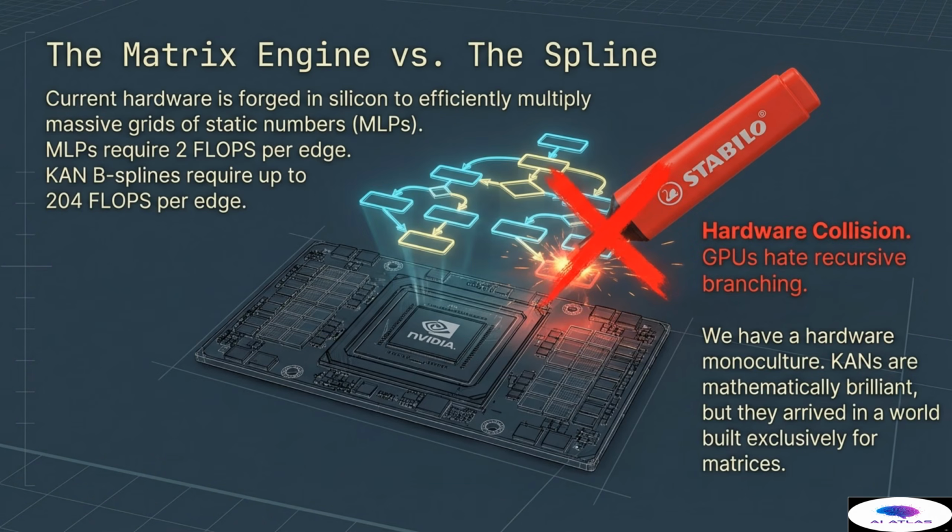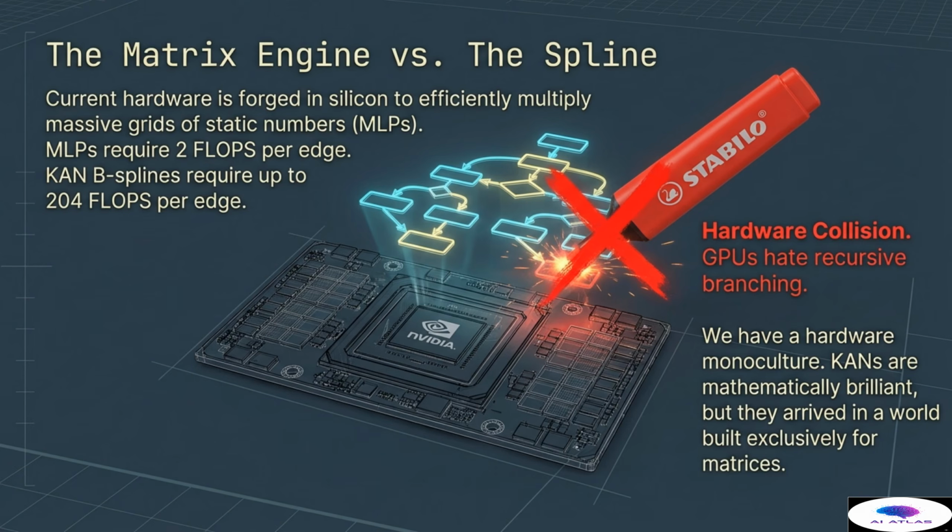However, we must discuss the matrix engine versus the spline and the challenges we face. Current hardware like GPUs is forged in silicon specifically to efficiently multiply massive grids of static numbers, which is what MLPs require. A standard MLP edge requires only about 2 floating point operations. In contrast, KAN B-splines can require up to 204 floating point operations per edge. This creates a hardware collision because GPUs generally hate recursive branching and the specific types of calculations needed for splines.